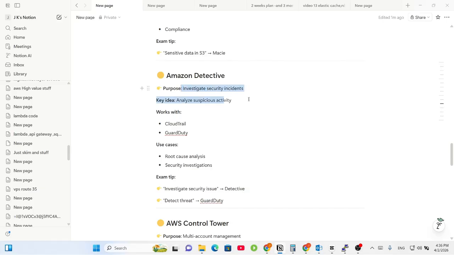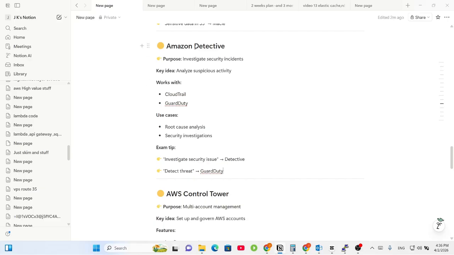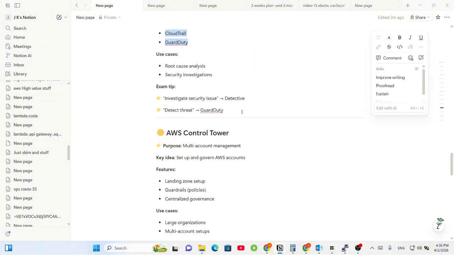Amazon Detective, we use it to investigate security incidents and analyze suspicious activities. Works with CloudTrail or GuardDuty, root cause analysis, security investigation. To investigate security issues; GuardDuty detects threats, and Detective investigates. So this is it. Amazon Detective basically investigates security incidents. It works with GuardDuty and CloudTrail.